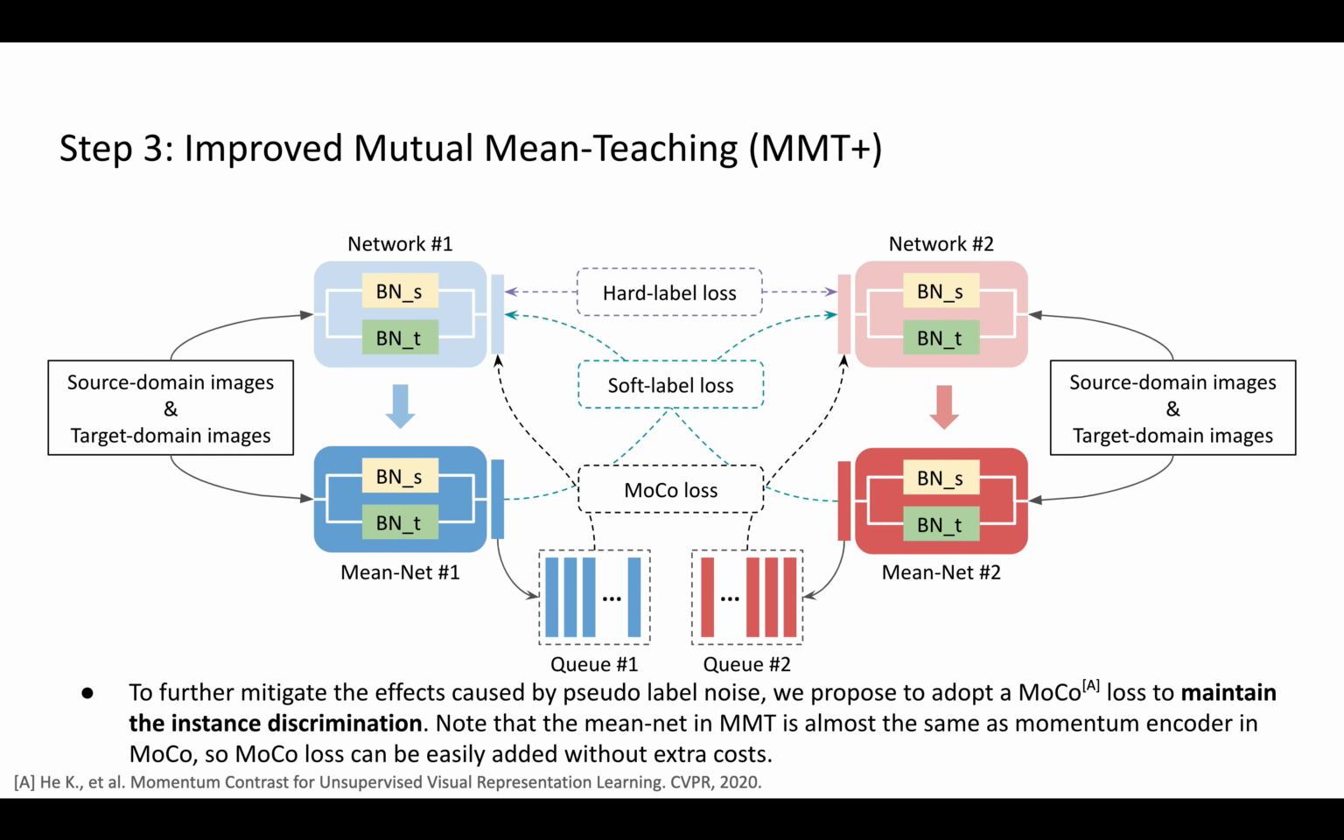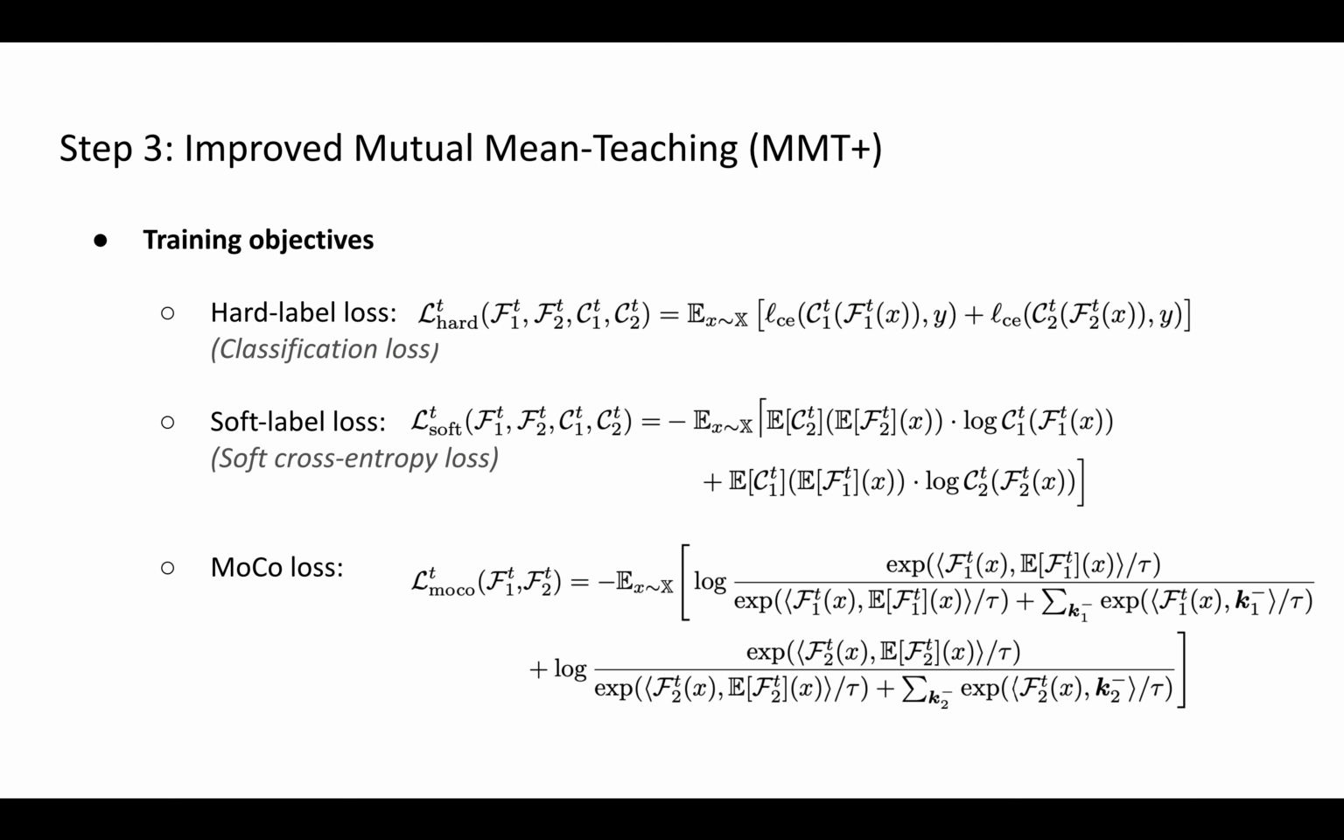So we save the features encoded by our mean networks in the queue, and such features act as negative samples in the MoCo loss. Due to the coupled networks in the MMT framework, we need two queues to serve each network individually. Here are the formulations of the training objectives. We adopt a hard label loss, a soft label loss, and a MoCo loss for training.